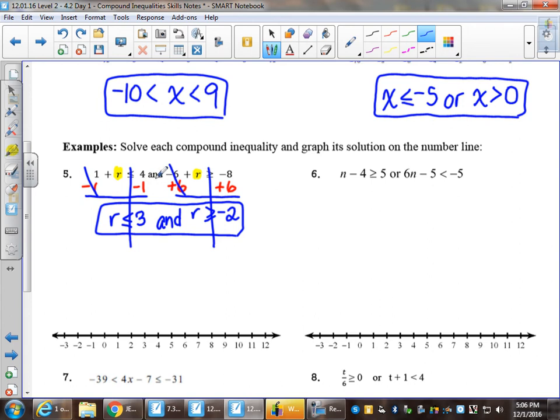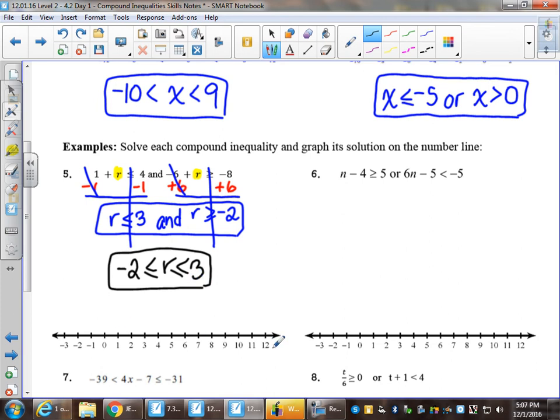I got and because it was an and to begin with. We can either write it as r is less than or equal to 3 and r is greater than or equal to -2. We can actually translate it into this. Reading from the middle, this is the r is greater than what side? Well, I look, r is greater than or equal to -2. And then this is the r is less than something side. When I look, r is less than or equal to 3. So this and this mean the same thing.